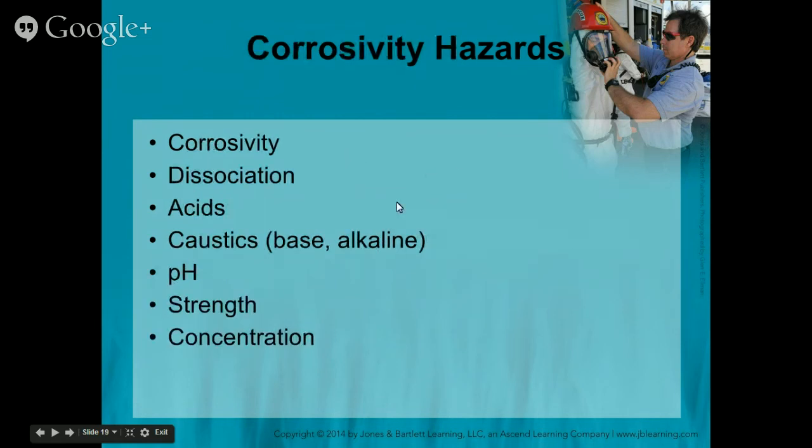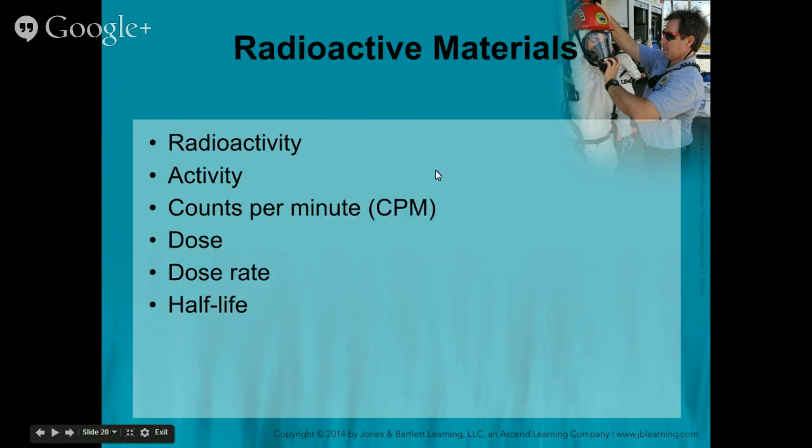Okay, corrosiveness is its ability to eat away at a product, your skin, anything. Living tissue is subject very highly to corrosives, and we need to guard ourselves against that. We use pH strength to measure its strength and concentration. Radioactivity is the ability of a material to emit any form of radioactive energy.